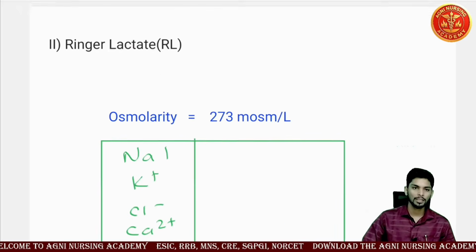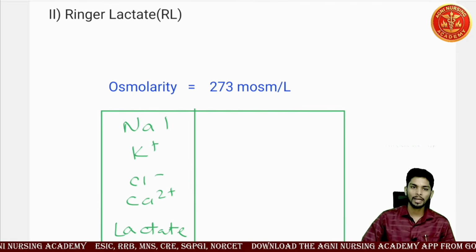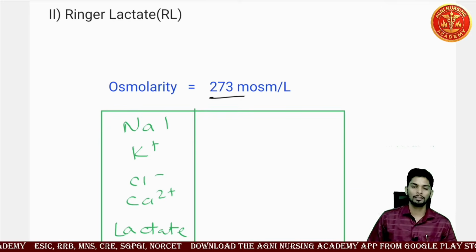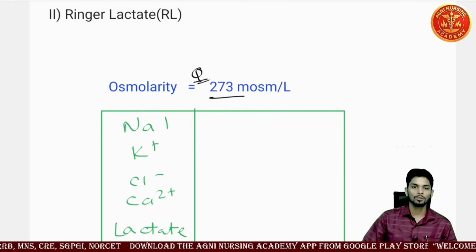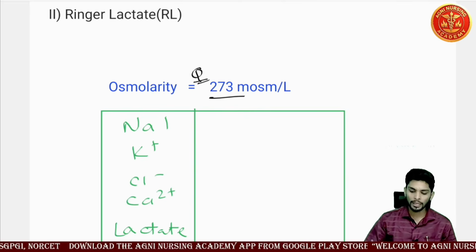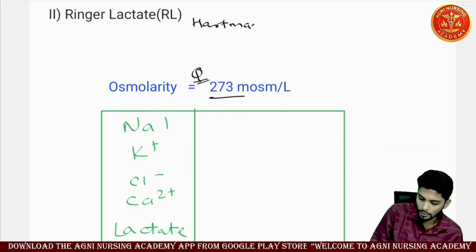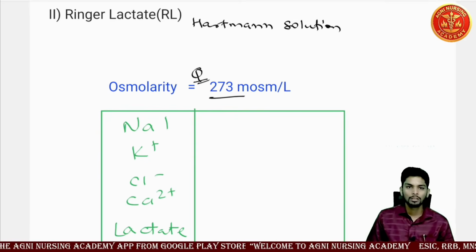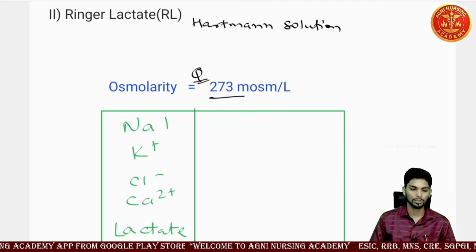Next one, the second example is ringer lactate. So the osmolarity of ringer lactate is 273 milliosmol per liter. Okay. Sometimes they will ask the osmolarity of ringer lactate, the osmolarity of normal saline. So these values need to be remembered. So ringer lactate is also known as Hartmann's solution. Ringer lactate is also known as Hartmann solution.